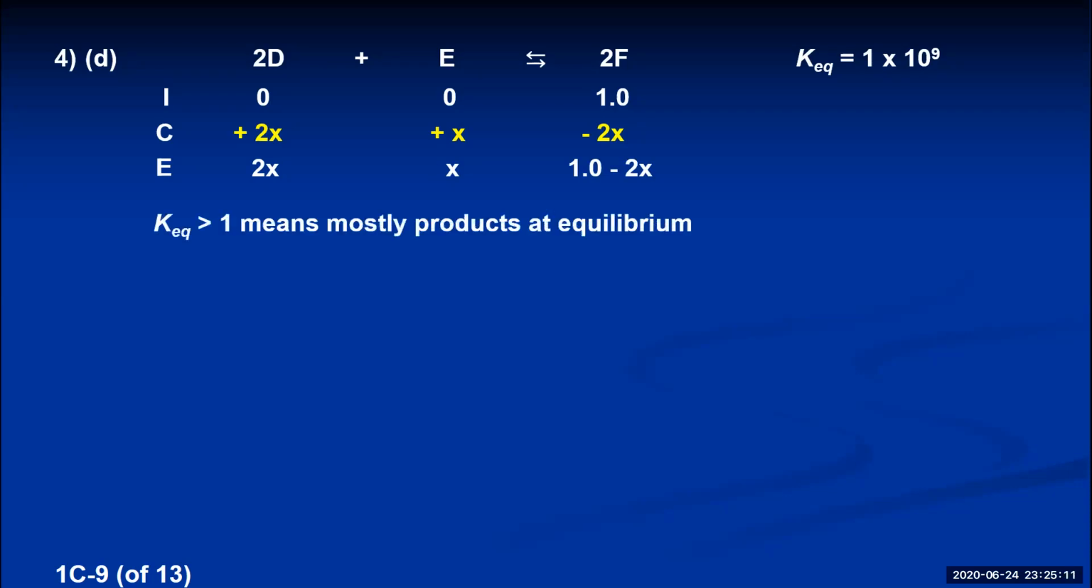Here again, the equilibrium constant's really big. That means you're going to have mostly products at equilibrium. So these products are going to be a big number. So how do you make that a big number? Do you go 1.0 minus a small number, x, or do you go 1.0 minus a big number of x?